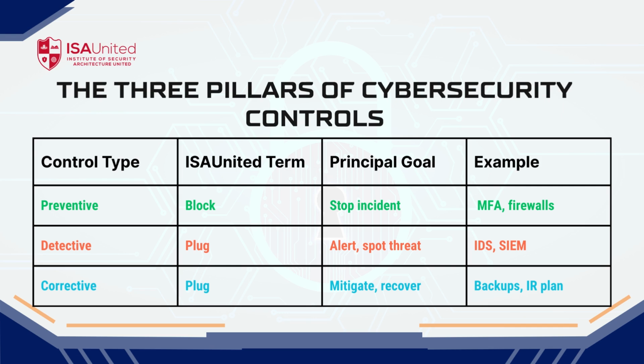Row 3, Corrective equals plug fix. Finally, we have corrective controls, marked in blue. These also belong to the plug pillar, yet their mission is different, fixing the hole and recovering service. Think of off-site backups or an incident response runbook. Both minimize impact, close the breach, and restore operations.